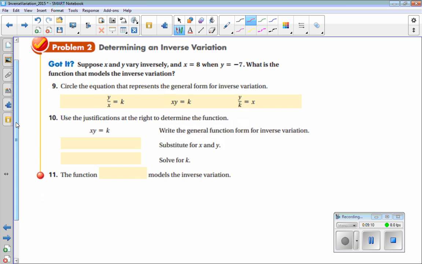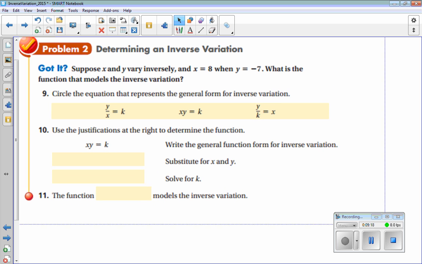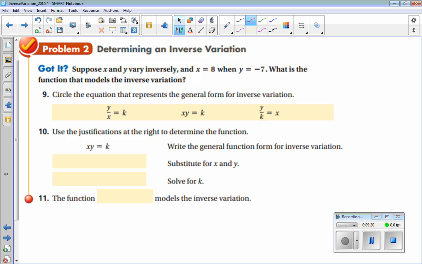Let's figure out an inverse variation. This is one I want you to write down in your notes. So write down the problem for me. Okay. I'll highlight the part that's important to write down. And this is what we're going to be working on in terms of the problems that we're going to be doing. Okay? So it's good to have an example in your notes.